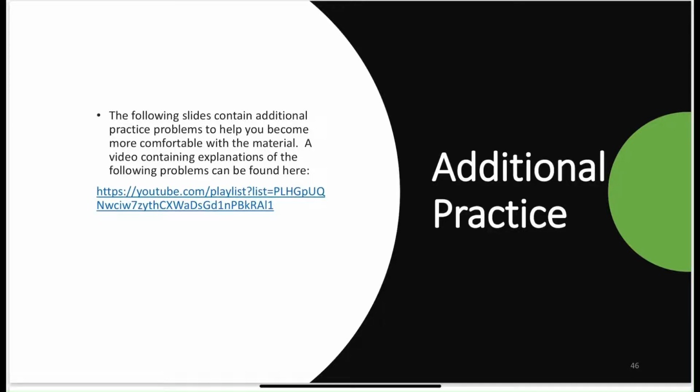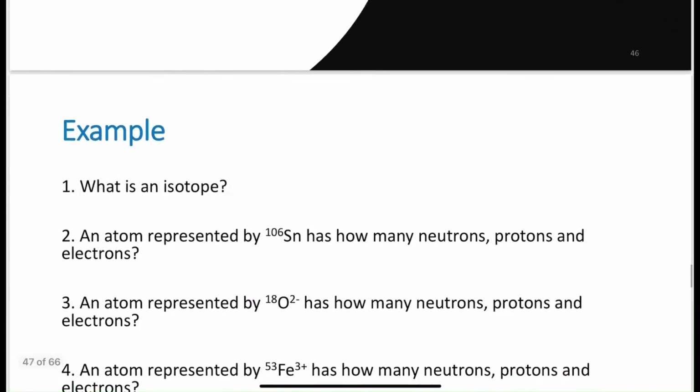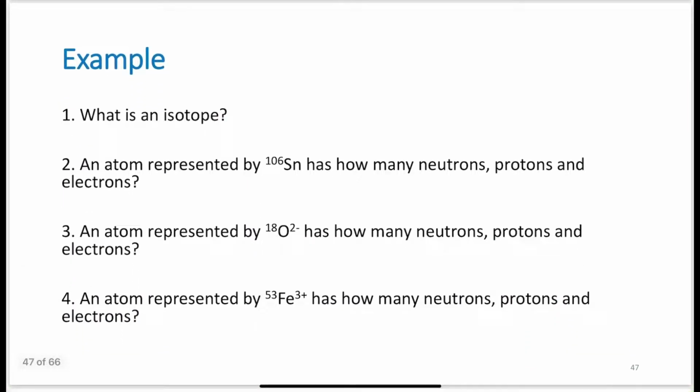So let's look at some additional practice problems for Chapter 2. First, what is an isotope? Well, how do you describe an isotope?